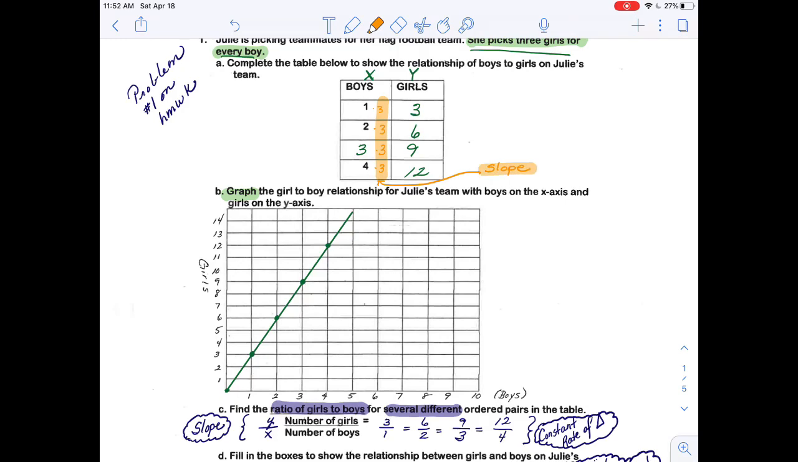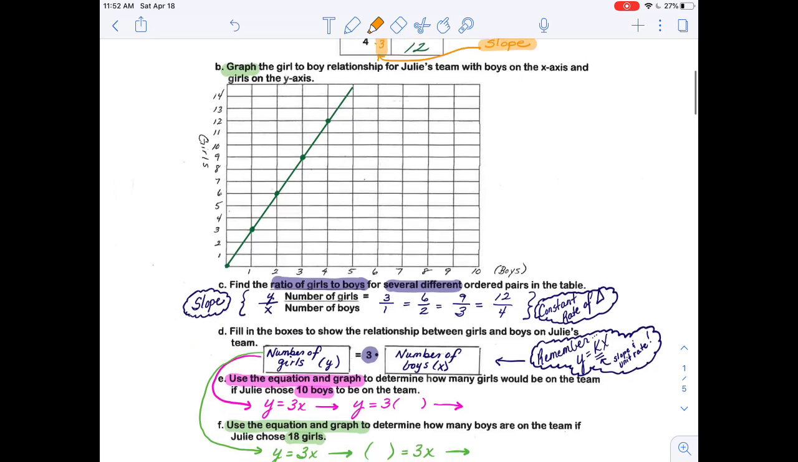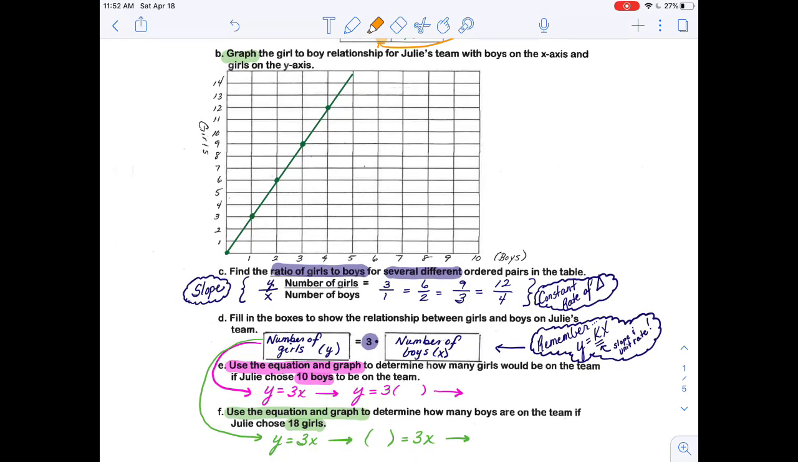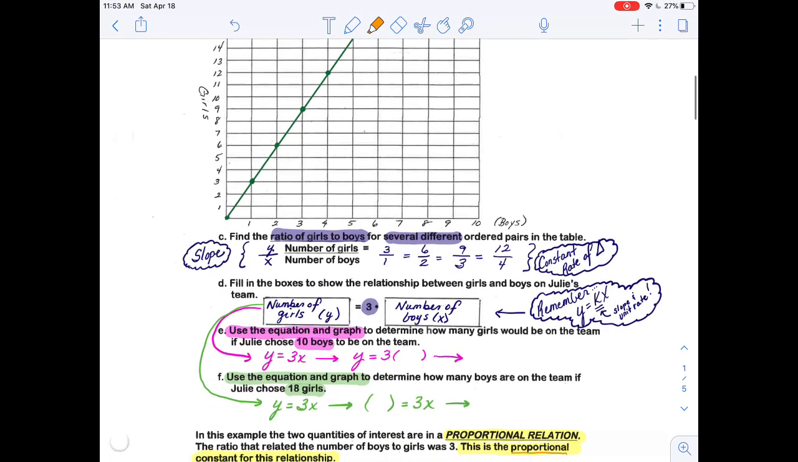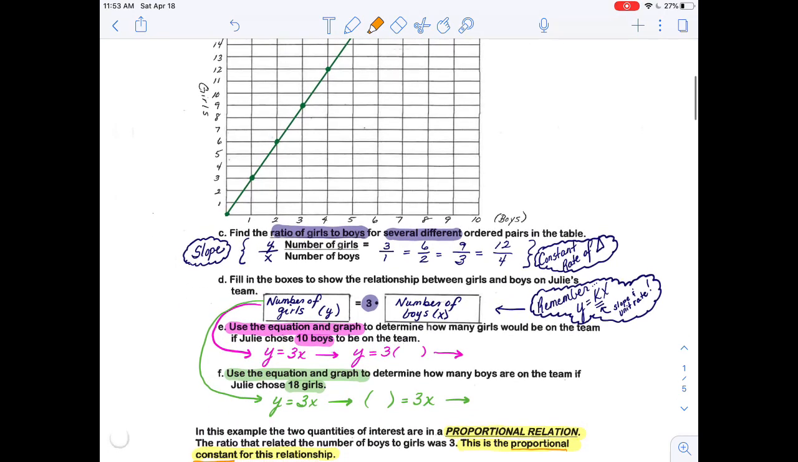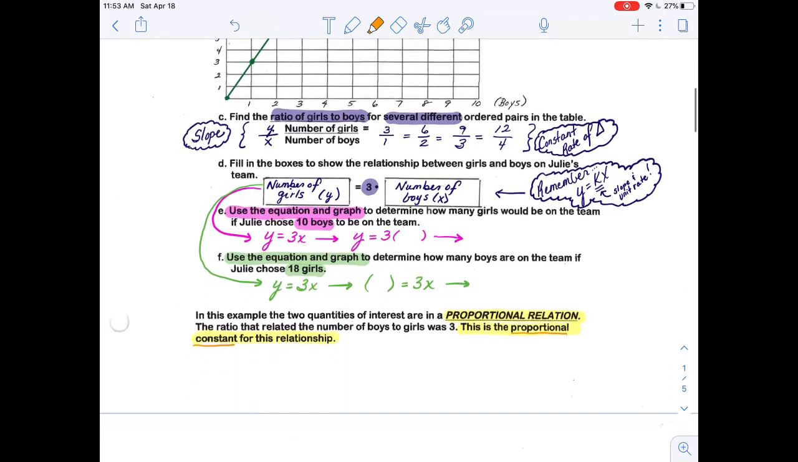So we're going to go ahead and just graph it like they asked us to. And you can see it starts at 0, 0, because if she doesn't have any girls and no boys, that would be our 0, 0 point. And I can then put on there from my chart my 1, 3, 2, 6, 3, 9, 4, 12 points. Draw a straight line through it. That means it is linear. And since it does go through that 0, 0, we know it's proportional.